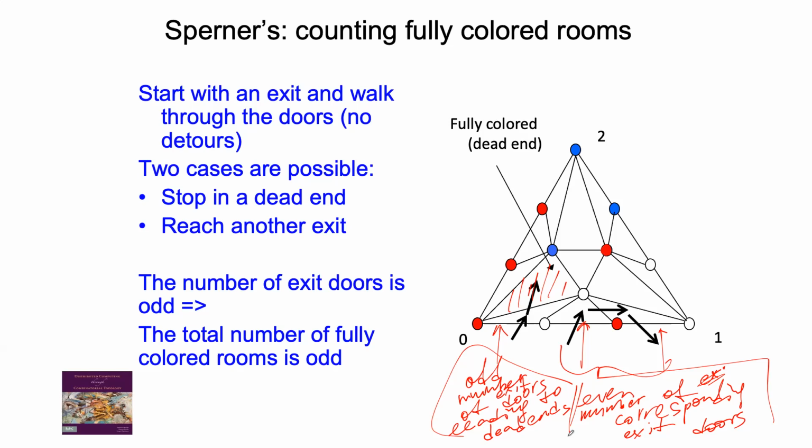And by changing the color of this vertex, I added two fully colored rooms. But can I argue that it's always even? This is what I want, right? You have an odd number reachable from exits and an even number in the interior which are not reachable from the exits. Altogether, even plus odd gives you odd. Okay, what do you say?